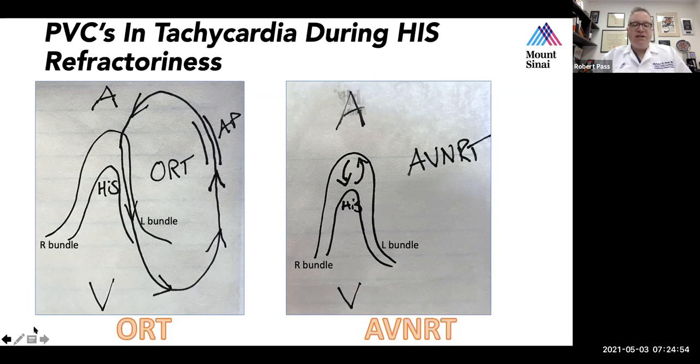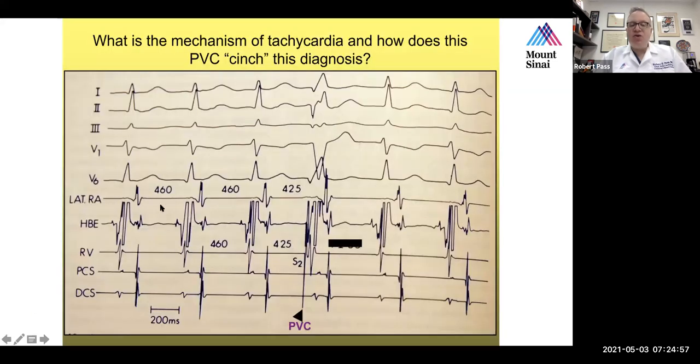If we look at this tracing, we already have a lot of evidence, even without this maneuver, that this is not AVNRT. First of all, the earliest retrograde A is in the RA. The second thing is that the VA time is greater than 70 milliseconds. So you could argue that we already know this is not AVNRT. However, the timing of the His A and the lateral RA are fairly close to each other, probably only a millisecond or two apart, so it is conceivable that this could still be AVNRT, an atypical form of AVNRT.